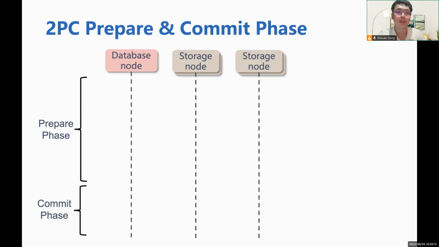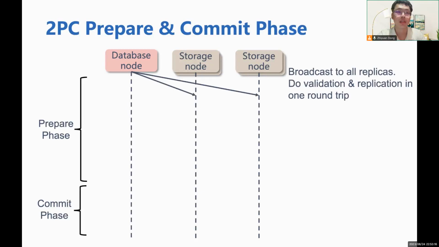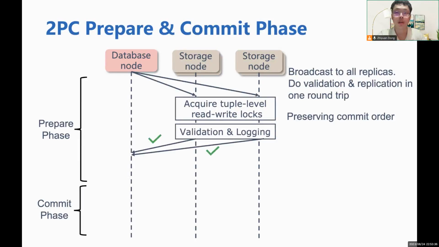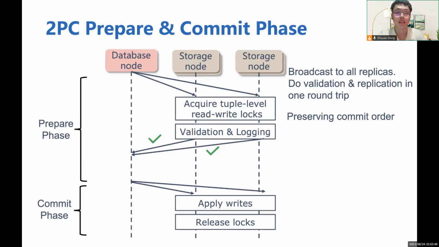After the commit order is determined, the database nodes start two-phase commit, prepare, and commit phases. With quorum-based replication, the database node broadcasts prepare messages to all target storage node replicas, unifying validation and replication in one round trip. The storage nodes then assign tuple-level read-write logs according to the commit order. After the batch's logs are all acquired, storage nodes do validation and logging and send back the results. If validation succeeds, then database nodes broadcast commit messages. The storage nodes in turn apply the writes and release the logs.